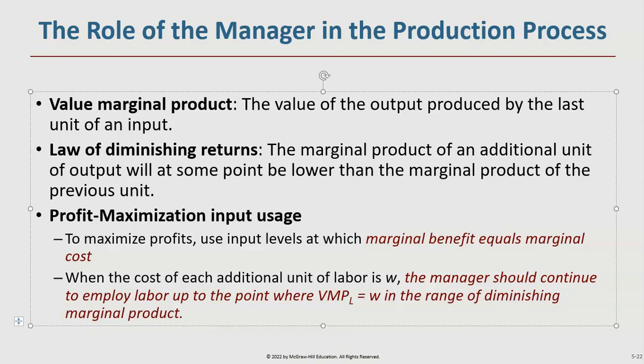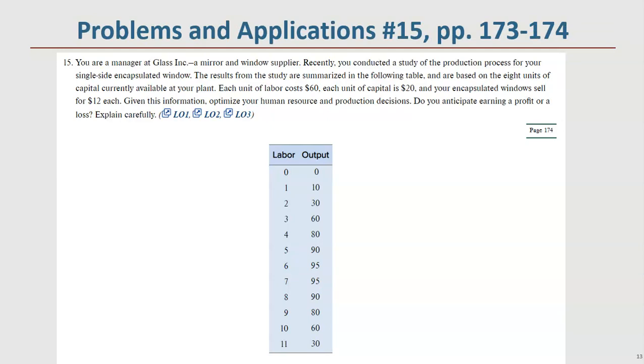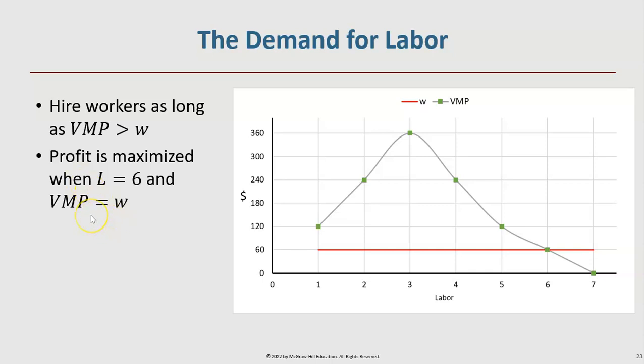Okay, so let's see how that works with the window production example. Here I've graphed the labor demand problem in the range of labor from 0 to 7. I'm dismissing stage 3 of the production process.